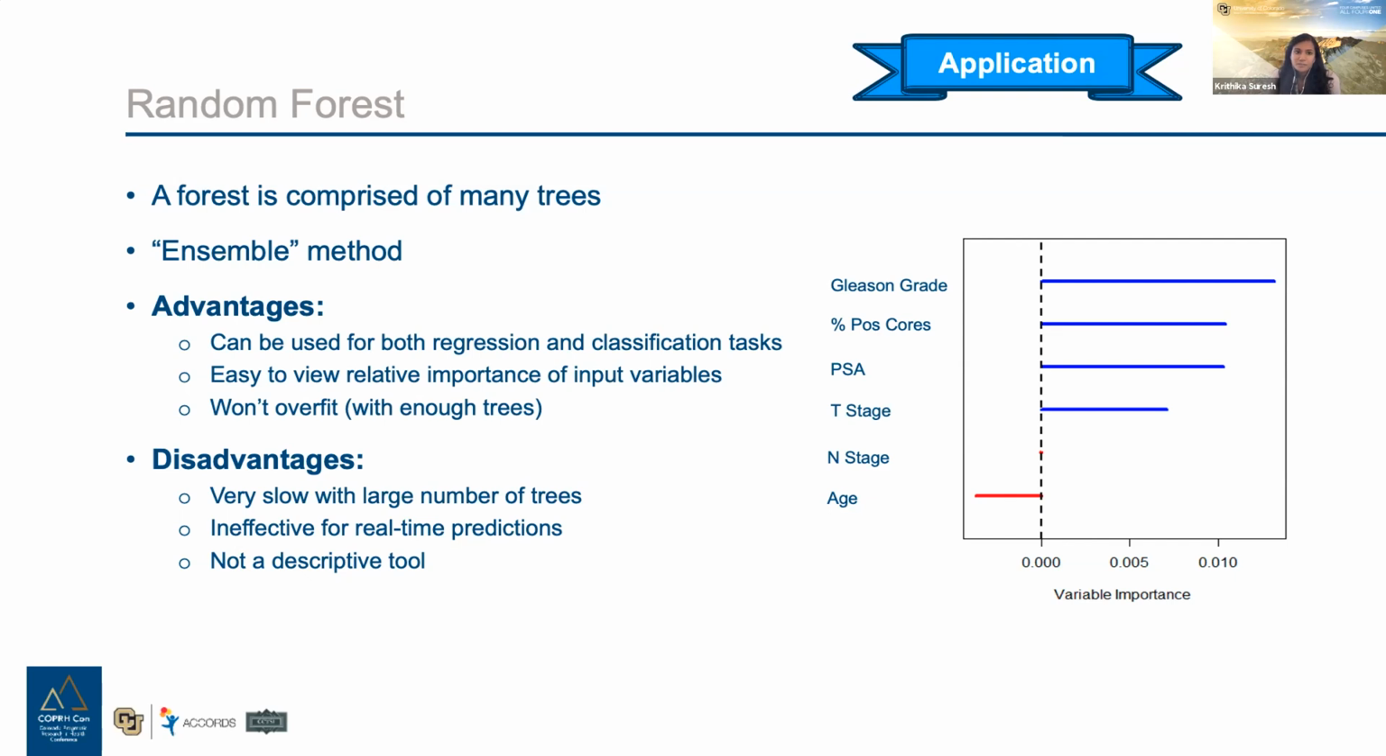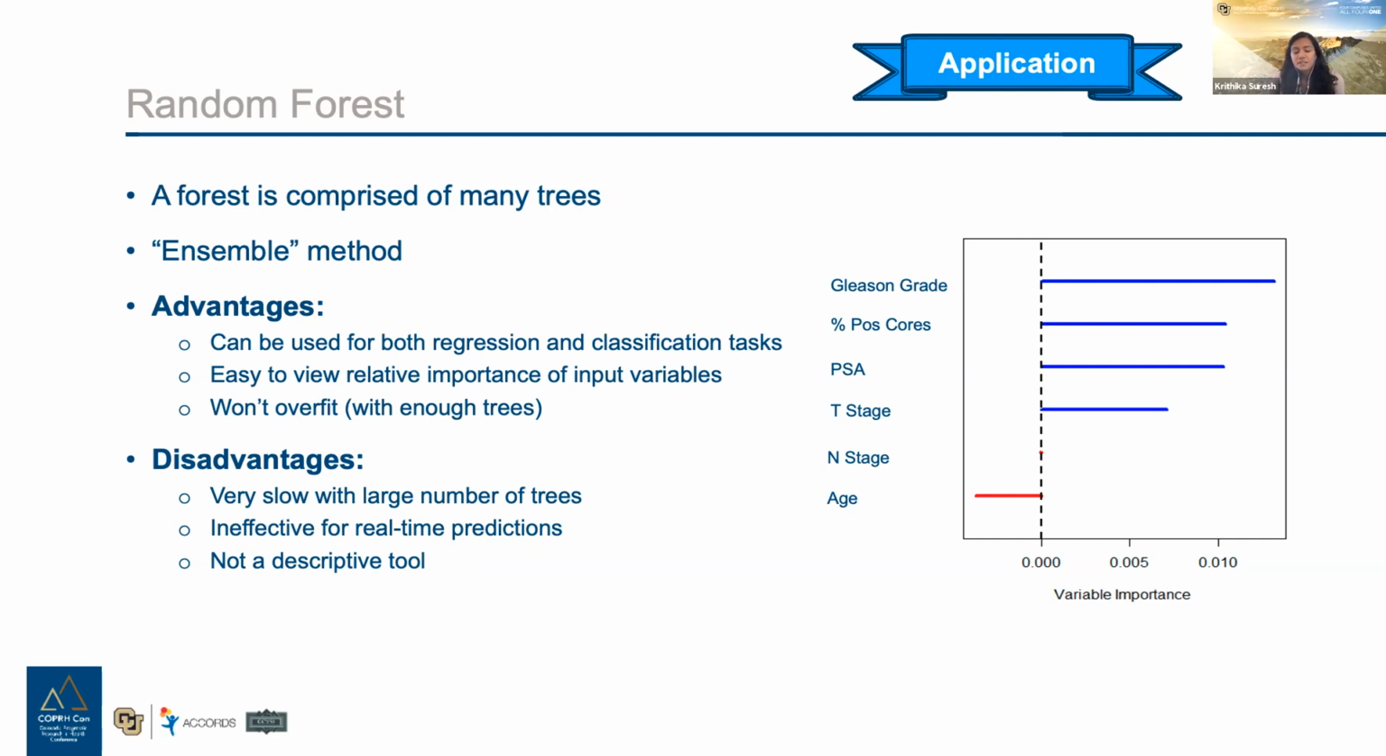So the advantage of the random forest is it can be used for both regression and classification tasks. And then also you do get some interpretation from this method. So I've shown here on the right a relative variable importance plot. So you can see which variables are important. So we see that Gleason and percent positive cores are important, but maybe age and node stage were not important. And this sort of helps you drop features that maybe don't contribute to the prediction process or can be used in sort of making those clinical decisions.